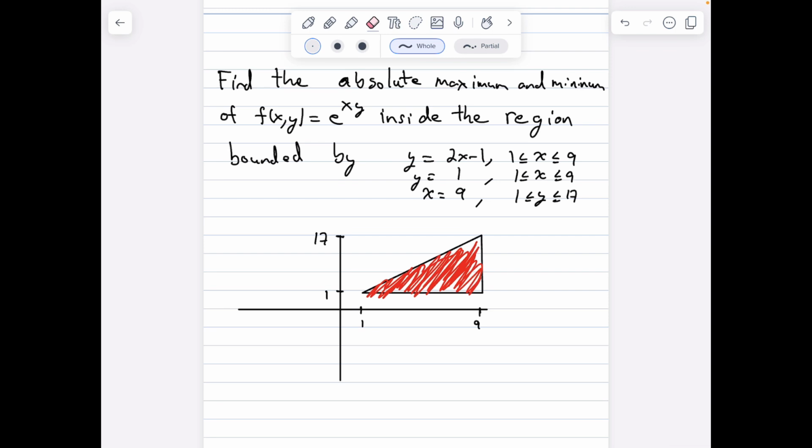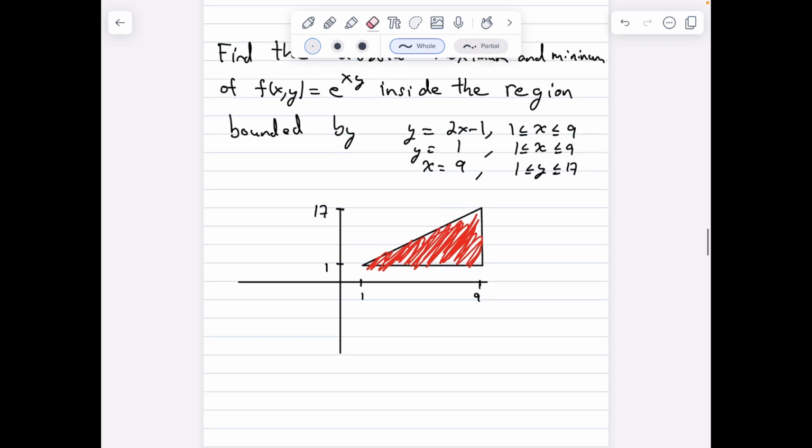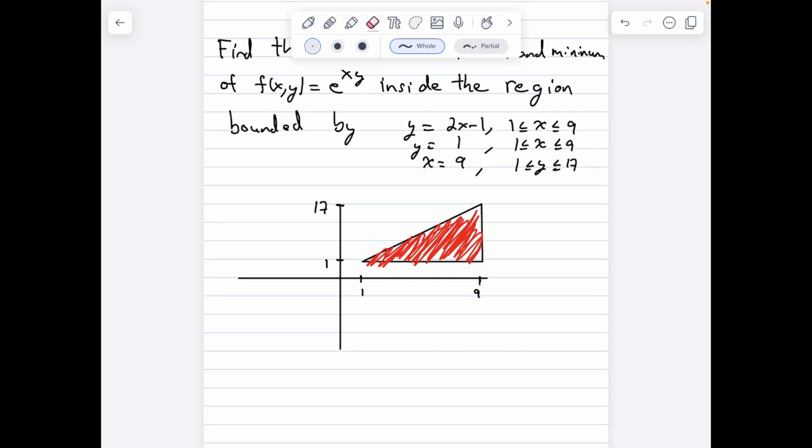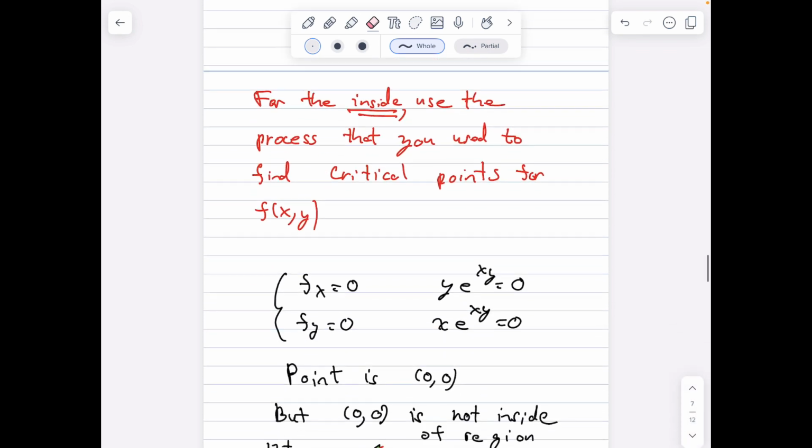I'm going to ask you to find the absolute maximum and minimum of the same function, e^(xy), inside this region, though. This region is made up of basically these line segments, and you make a triangle, okay? And in terms of finding the points on the inside, I would do what I did again here: I took my partials, set them equal to 0, and you get (0, 0).